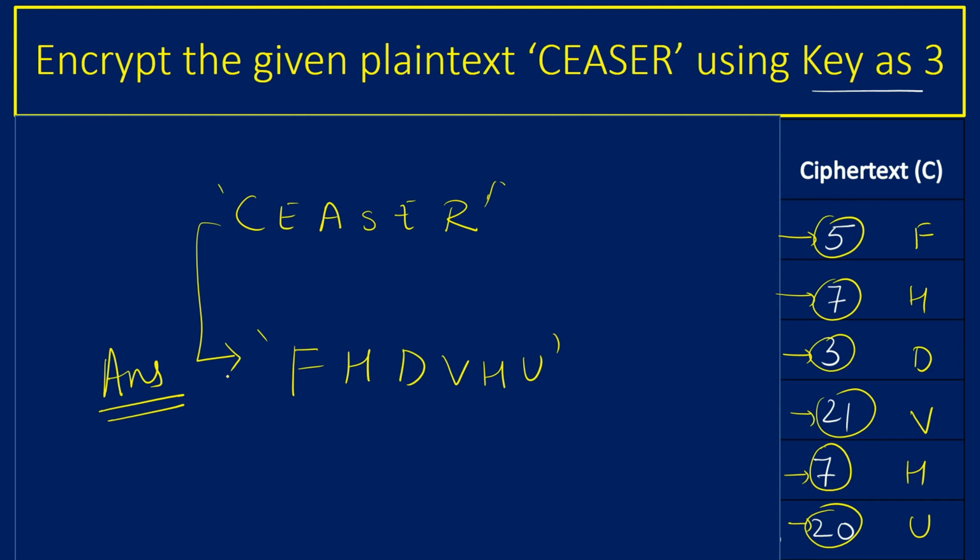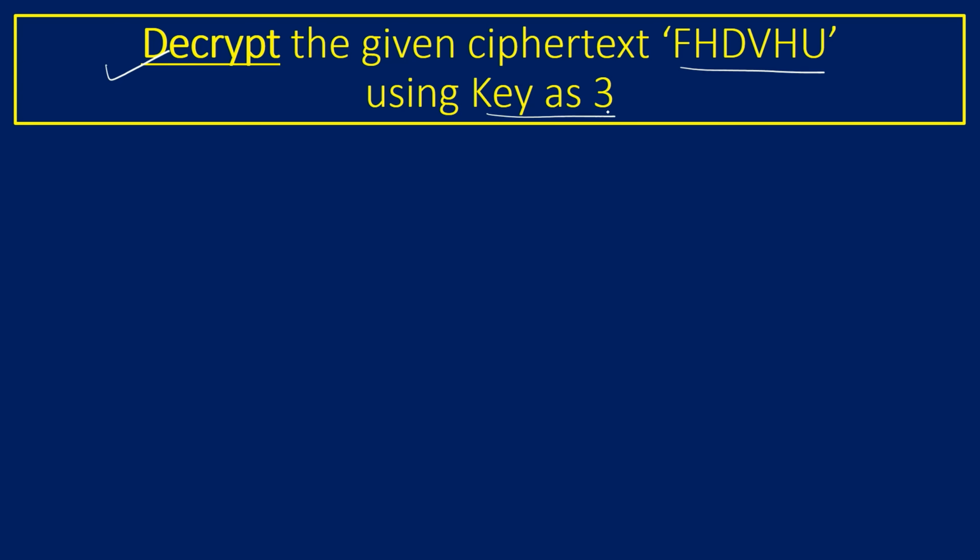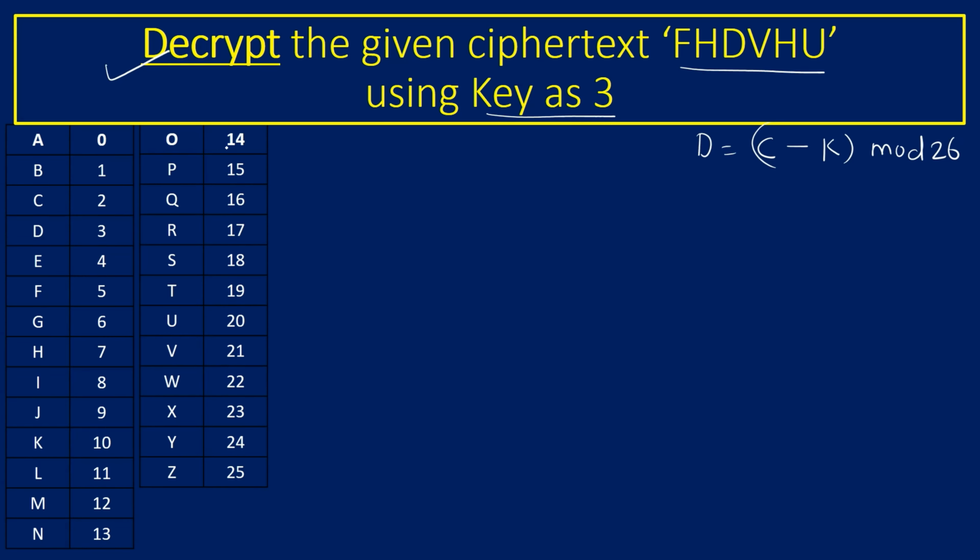So we are asked to decrypt the given ciphertext using the key 3. So decryption is basically used to recover the plain text. What is the decryption formula? The decryption formula is you have to take the ciphertext, subtract the key and do it using mod 26. Now we have to decrypt these letters, so we want to map the letters into numbers. You know the mapping table now.